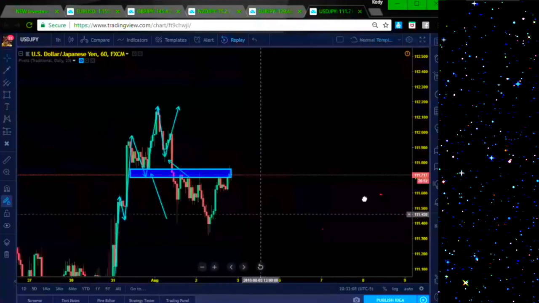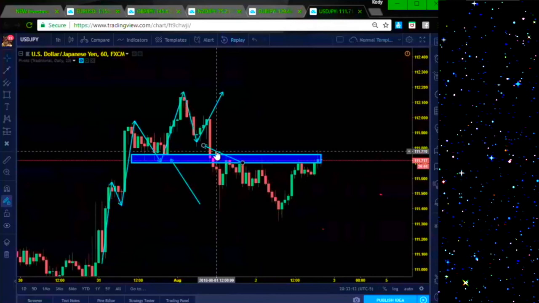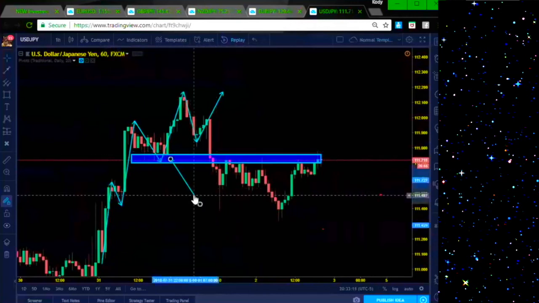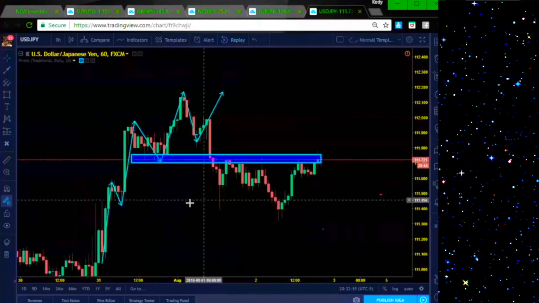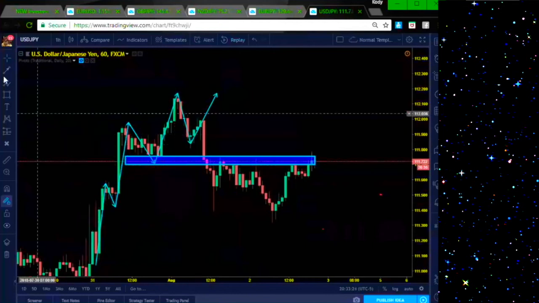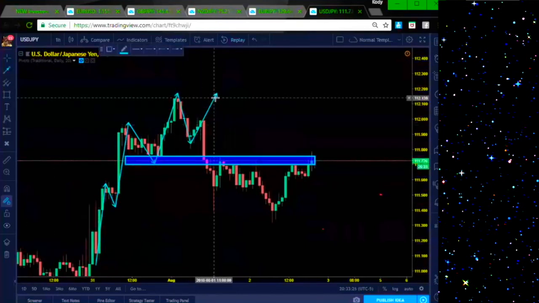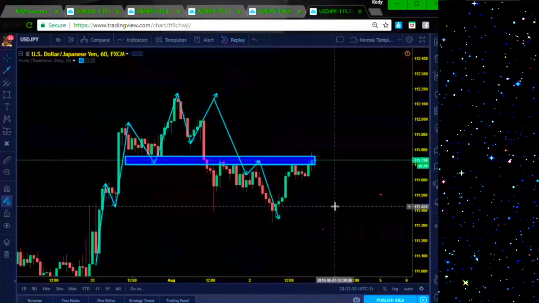Okay, so structure is right here, this blue box right here. So let me get rid of this arrow. So guys, when this giant red candle came in, you could not sell yet, because this is not structure. This is structure. So what we needed to see, we needed to see price break, retest, and then sell off. What did it do? It broke, it retested, and it sold off. Amazing.